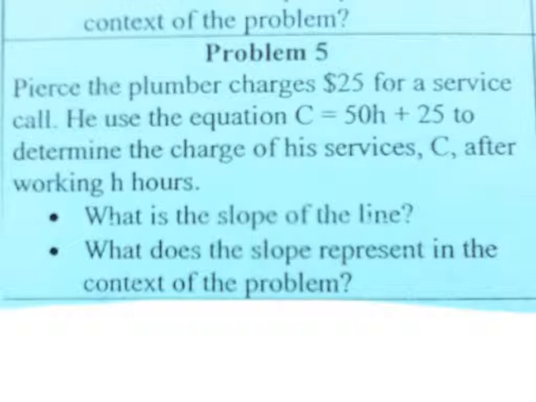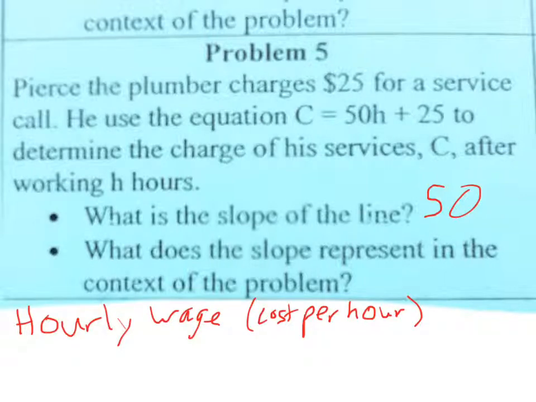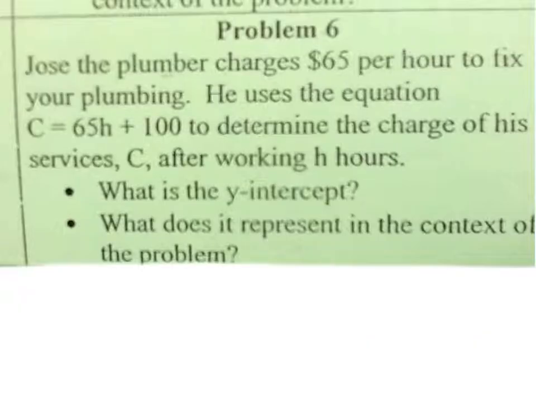Problem 5, we have Pierce the plumber, charges $25 just to come to your home and work on things, and then his equation to figure out what it costs is this guy here, 50h, or 50 times the number of hours he works, plus 25. That 50 is the slope of the line. It also represents his hourly wage. So he'd be working at $50 an hour at that point.